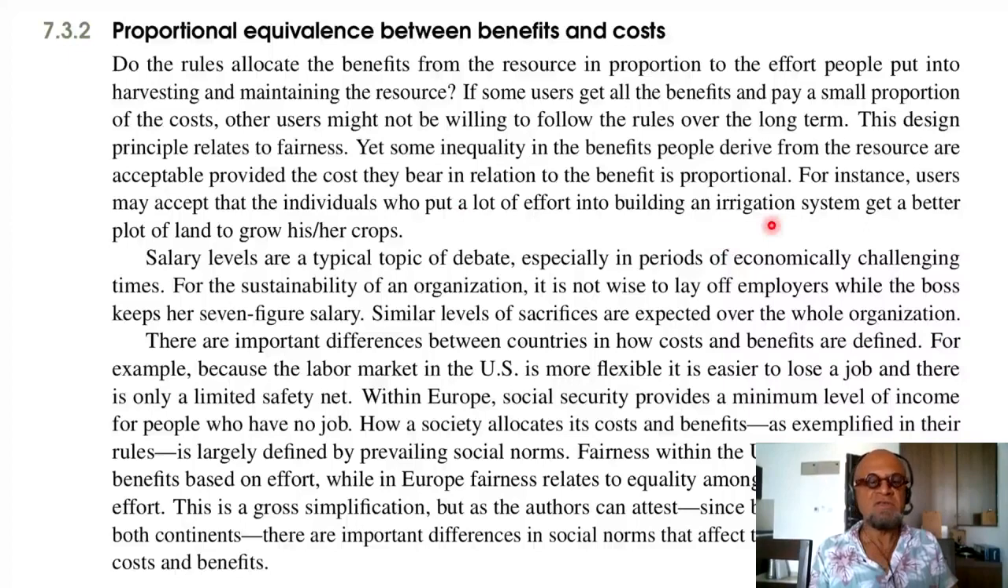For instance, users may accept that the individuals who put a lot of effort into building an irrigation system get a better plot of land to grow their crops, assuming that the land is being dynamically allocated. You have to be careful what this means in terms of getting a better plot of land, but you get the idea. It could be allocation of water itself based on the amount of effort you put into building an irrigation system.